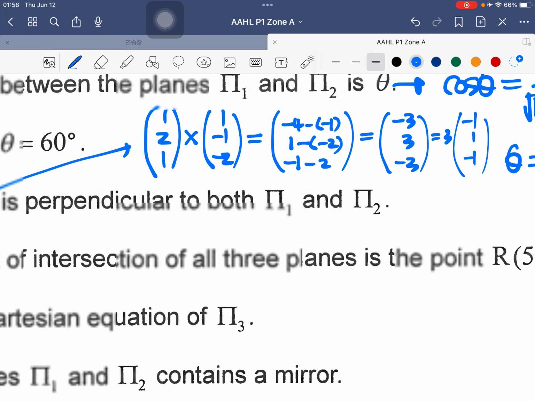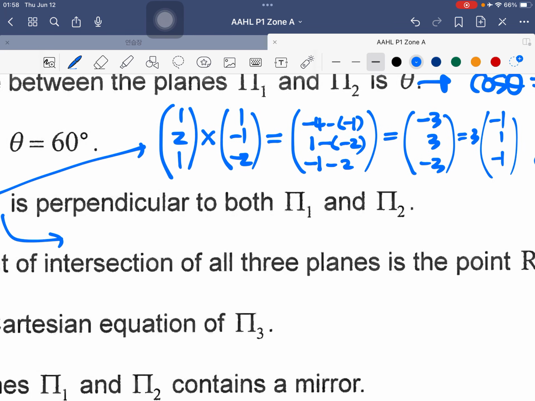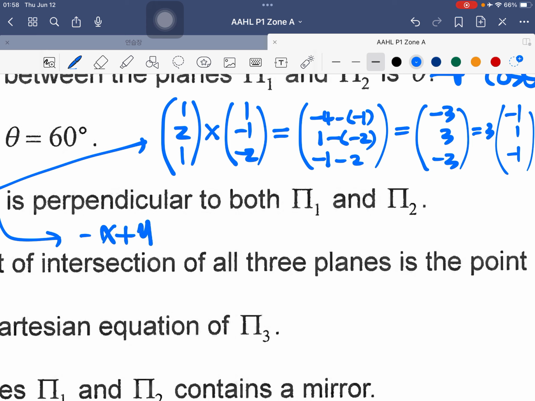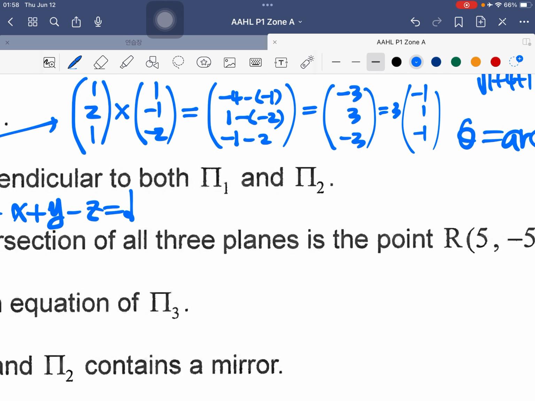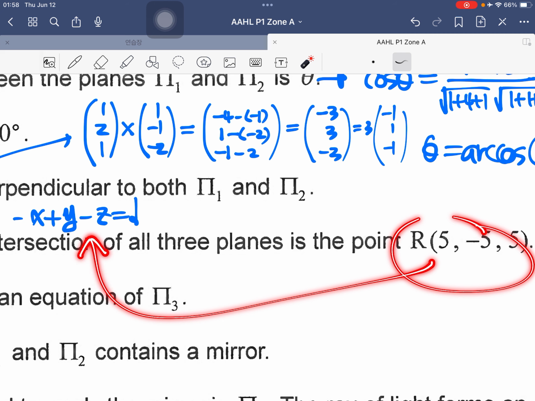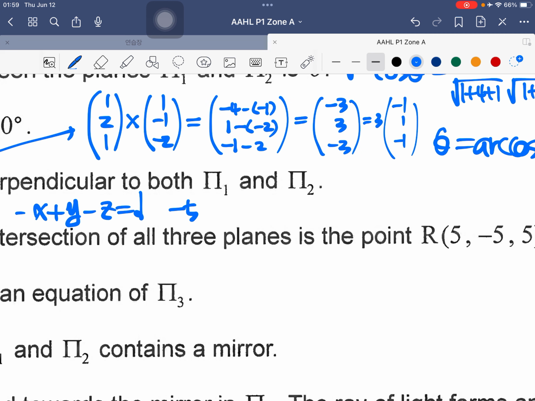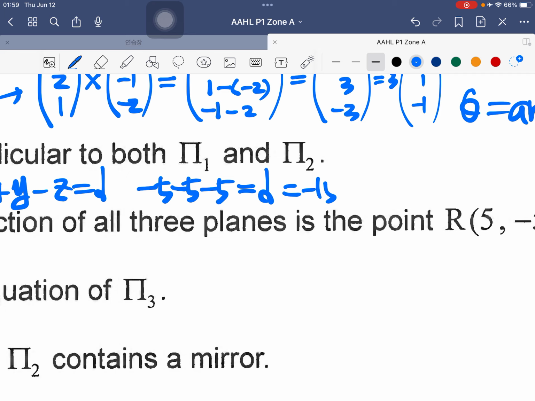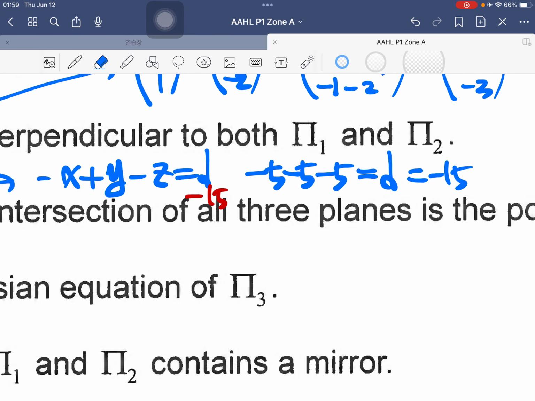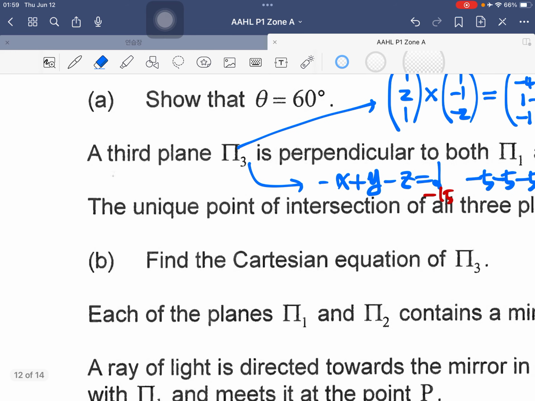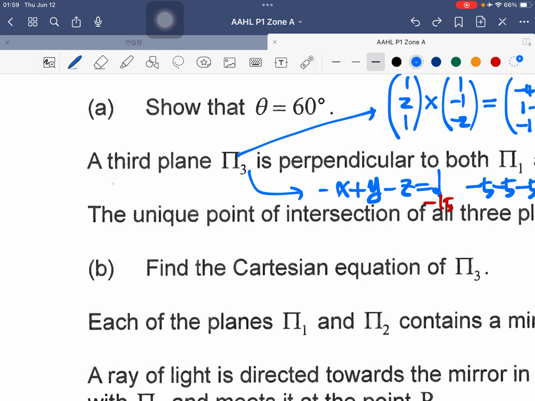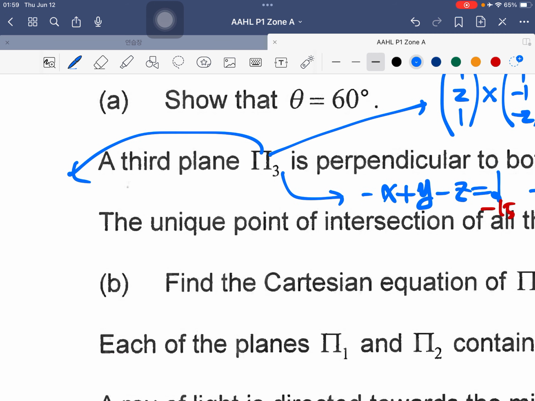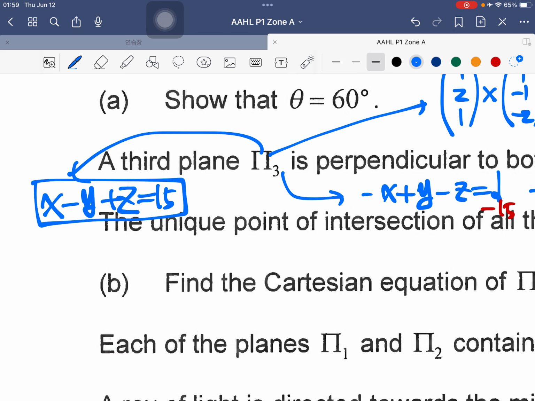So the pi 3 vector equation should be -x plus y minus z equals d, and to find d we have to plug in the point over here. So it should be -5 -5 -5 equals d, so d equals -15. So the pi 3 equation, multiplying both sides by -1, is x minus y plus z equals 15. This is the equation of pi 3.